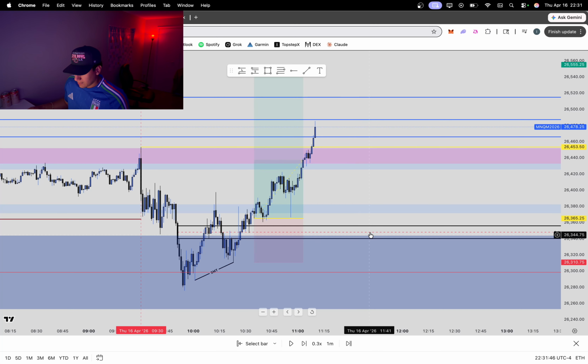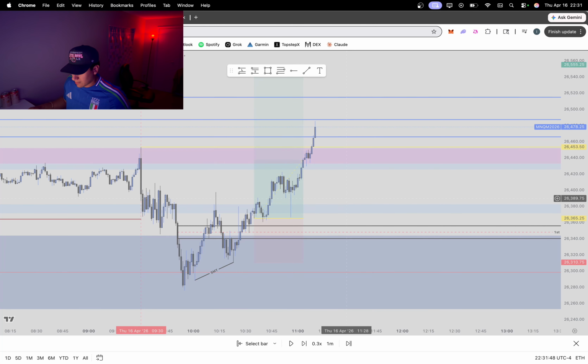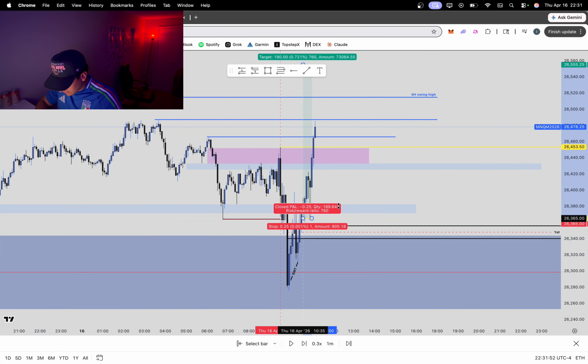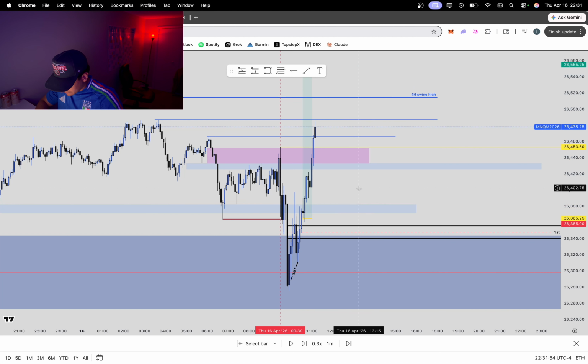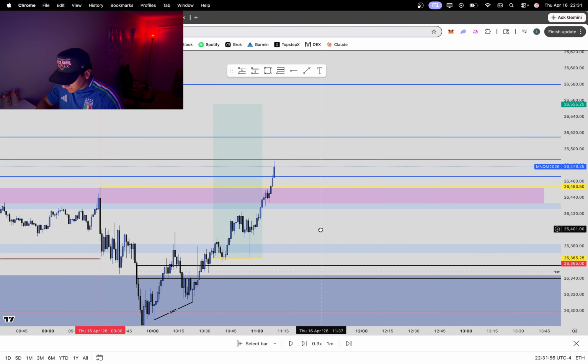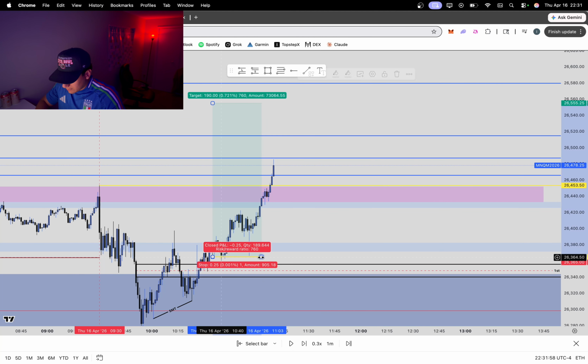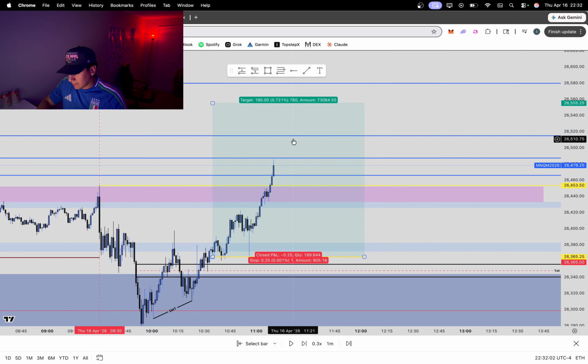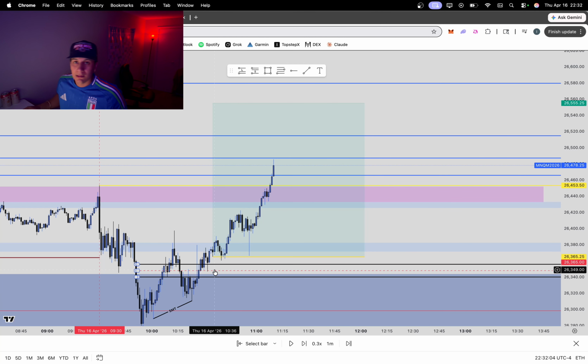And then I wait for a 5-minute candle closure above this swing high. I move my stop loss to break even. And then I just wait for price to reach right here. This took forever. It was a long ass trade.